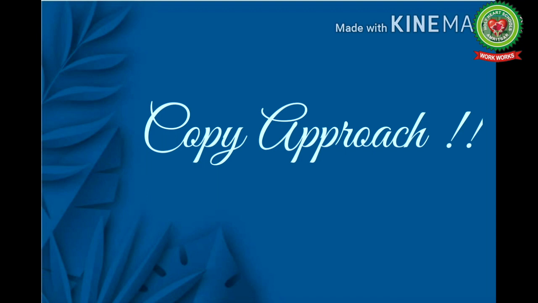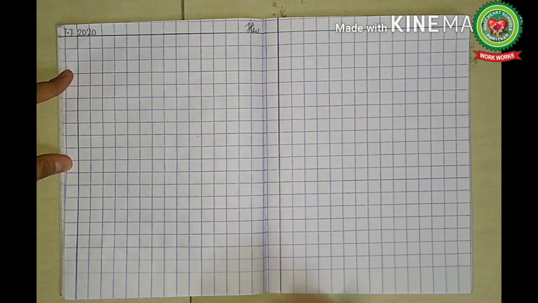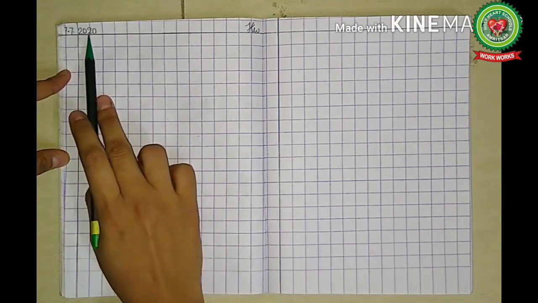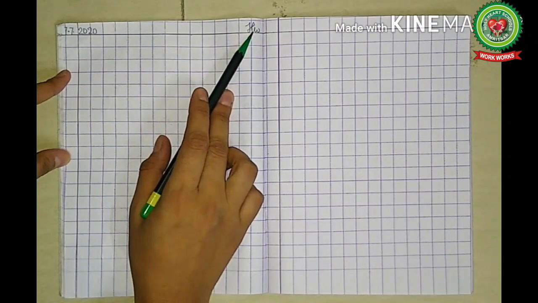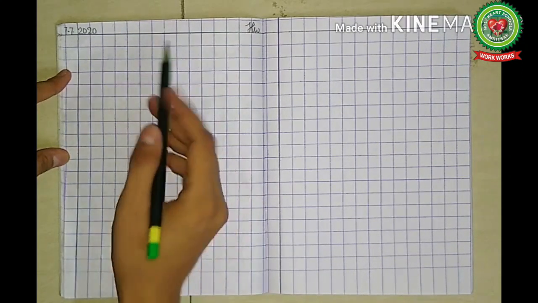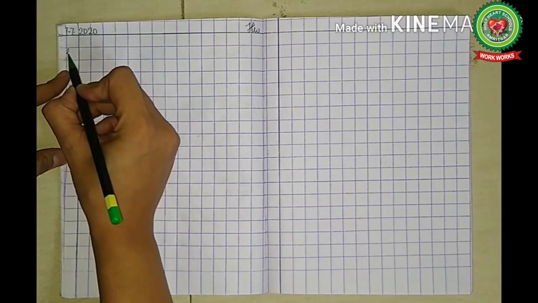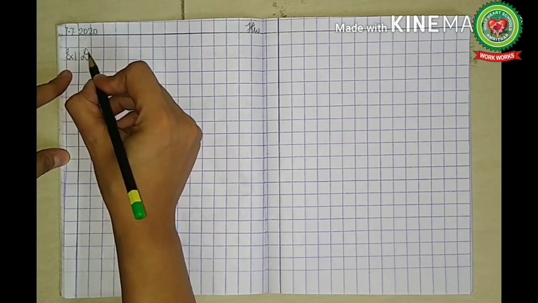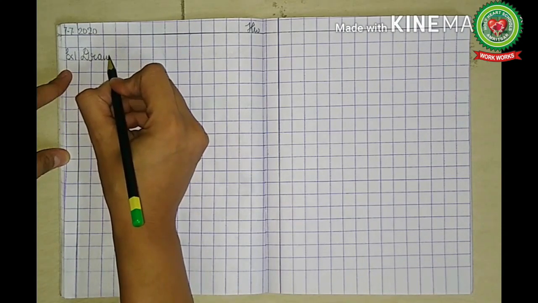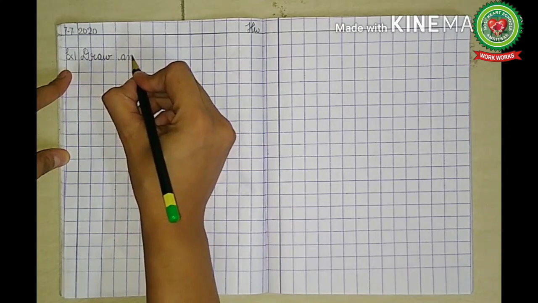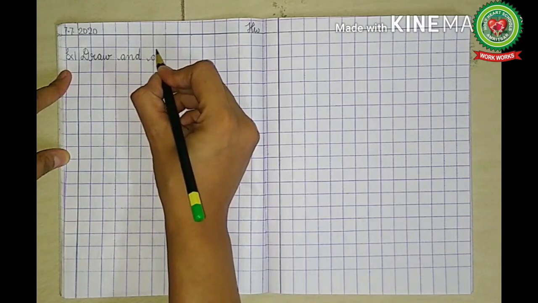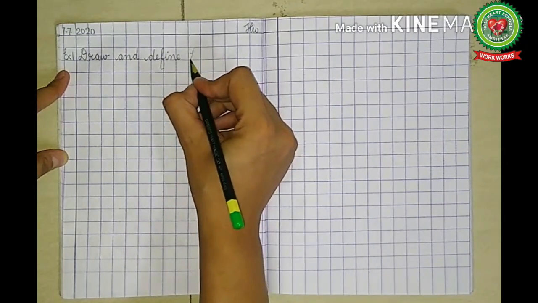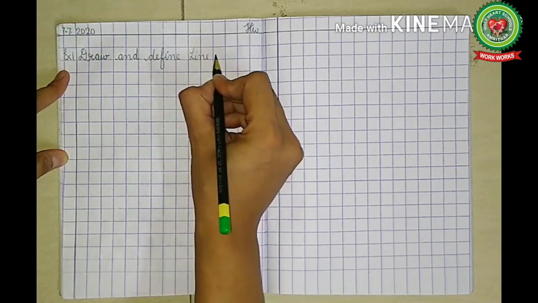Let us see the copy approach. Okay children, now see the copy approach. First of all, draw margins, then write down date and right side homework. Now first of all you will write, after leaving one line, exercise 1 and we have to draw and define line. Draw and define line, colon.